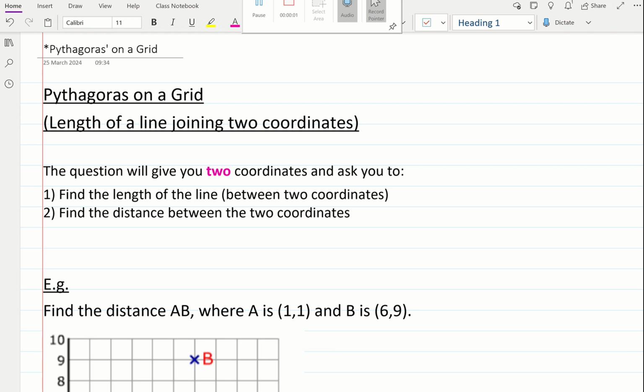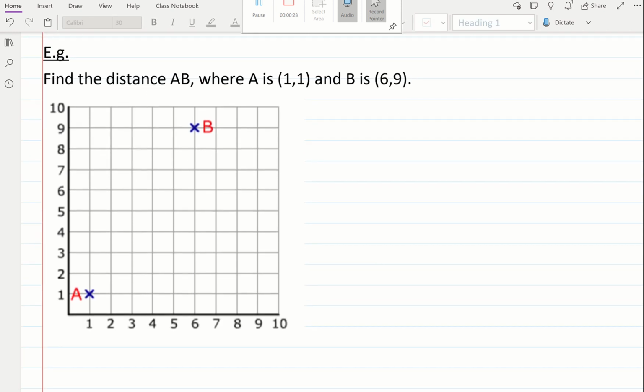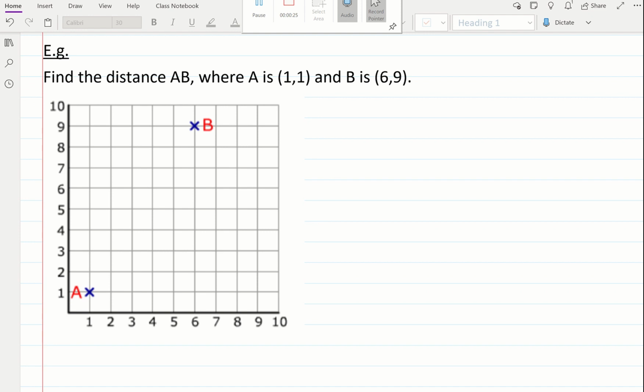In this video, I'm going through Pythagoras on a grid, sometimes called the distance between two coordinates or the length of a line joining two coordinates. The question will give you two coordinates, usually on a grid, and it will ask you to find the distance between the coordinates, the length of the line as well. It will not generally mention Pythagoras. But let's have a look at this grid and the two coordinates A and B.